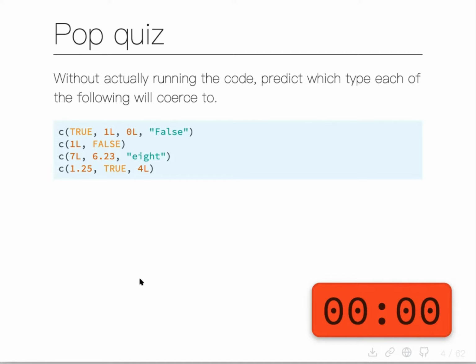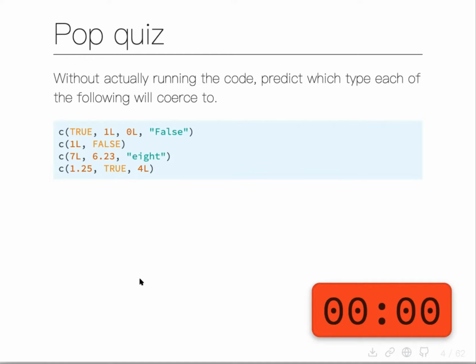Good. What about this second one, 1L and false? Integer. Integer is correct. And what specifically will the integers be? It'll be a 1 and a 0. That's correct. So trues and falses get coerced to integers or doubles, and the falses turn to zeros and the trues turn to 1. So that's why you can figure out how much missing data there is pretty quickly by summing a logical that asks if the data are missing or not.